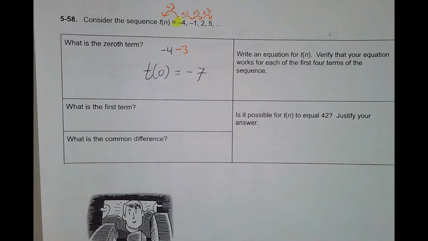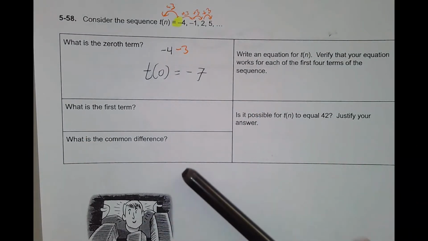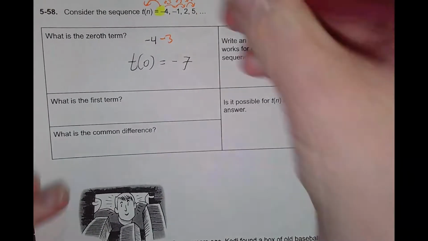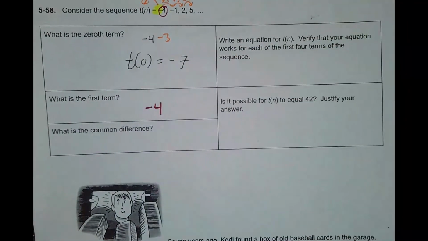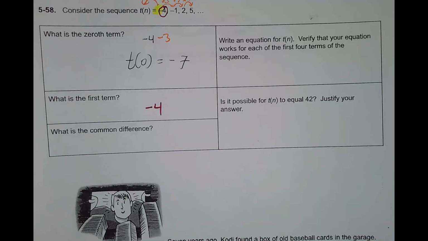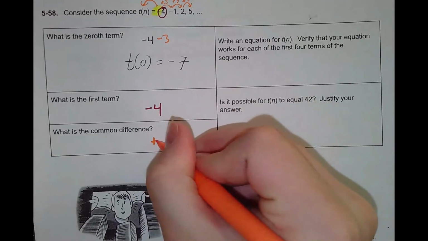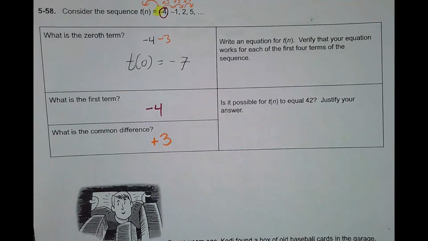What is the first term? The first term is, we can do a little bit of color coding if we want here. The first term is -4. What is the common difference? The common difference is that it's adding 3 each time, or you can just say 3.